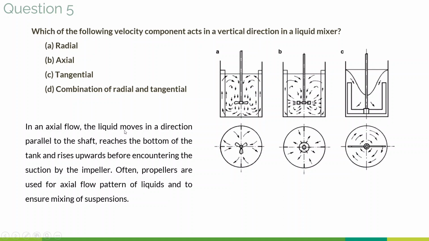So in an axial flow, the liquid moves in a direction parallel to the shaft, reaches the bottom of the tank and then rises upwards before encountering the suction by the impeller. And often propellers are used for axial flow pattern of liquids and to ensure mixing of suspensions. So different kinds of agitators or mixers are used for establishing different velocity components. So in this case, for axial flow, we use propellers to ensure that the velocity component acts majorly in the vertical direction or parallel to the shaft. So answer here is option B.